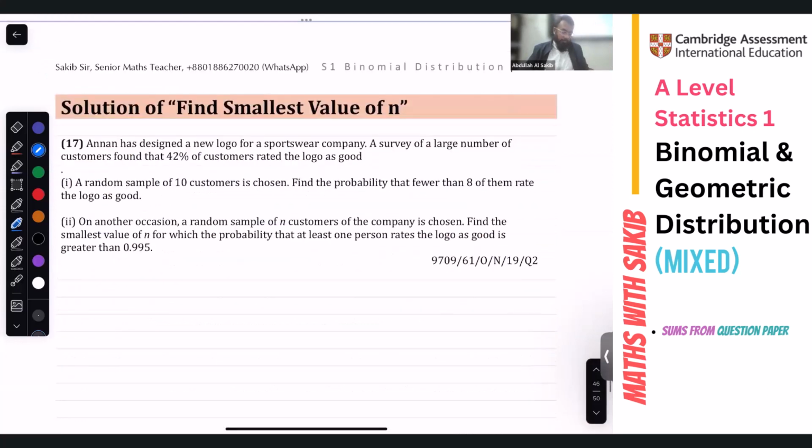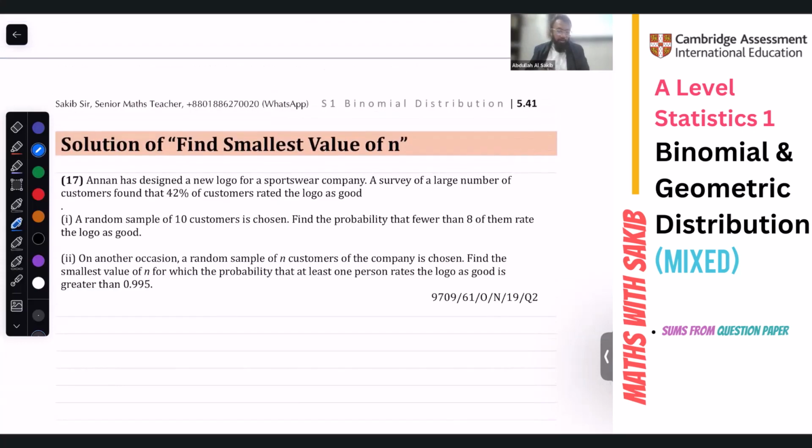For this type of maths, find the smallest value of n. I'm going to make a video and post it here, or you can do these maths at home. Clear? Read, you'll understand. We have done this type of maths before: find the least value of n. It's a binomial. So try to solve these maths before our next class.